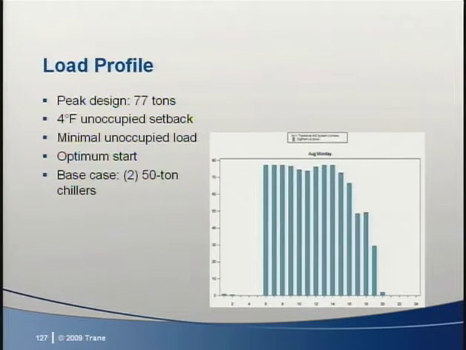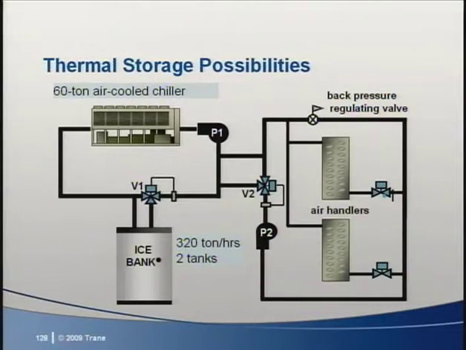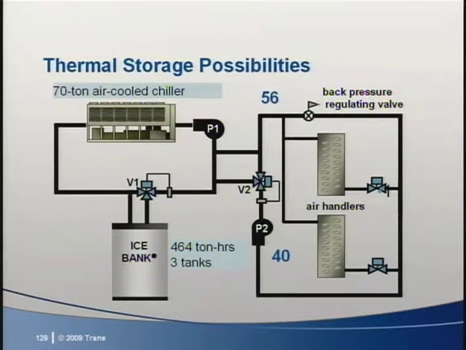For our base case, we added 20% to the peak load and divided by 2 to get 2 50-ton chillers. For our trace analysis, we'll take the 2 options that we identified in IcePick, a 60-ton air-cooled chiller with 320 ton-hours of ice storage in 2 tanks. We're also going to consider a 70-ton chiller with 3 tanks. All will use the primary-secondary system design. For the ice storage system, we'll use a 40 to 56 degree secondary cooling loop.